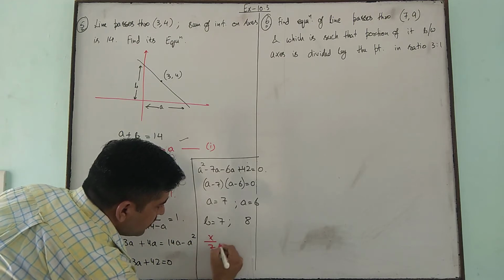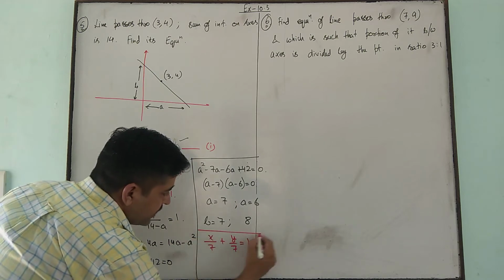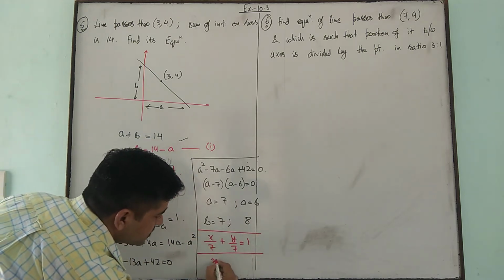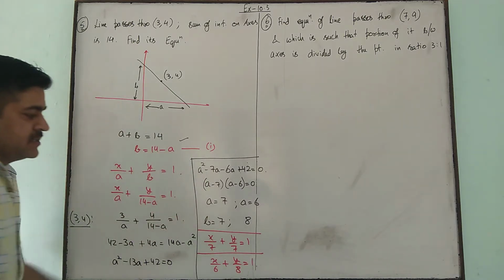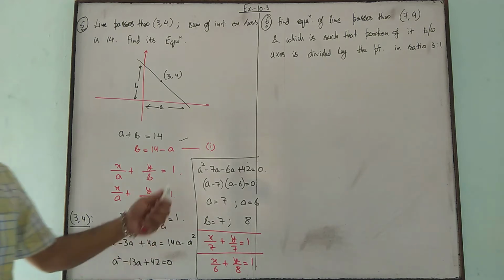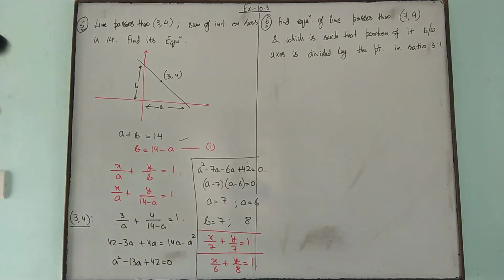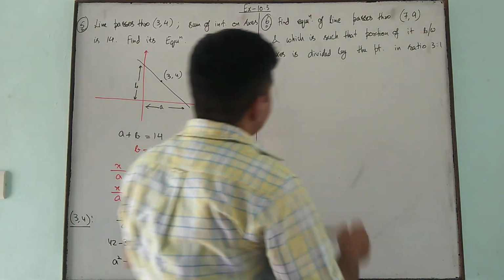Then we will have two equations here. x upon 7 plus y upon 7 is equal to 1, and the second equation will be x upon 6 plus y upon 8 is equal to 1. Just take the LCM and write it in the general form of the equation, that is ax plus by plus c is equal to 0. Right.